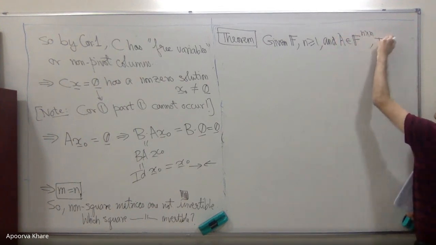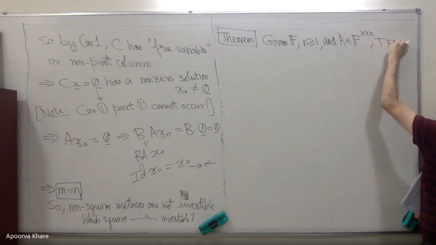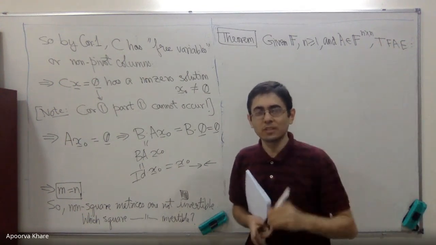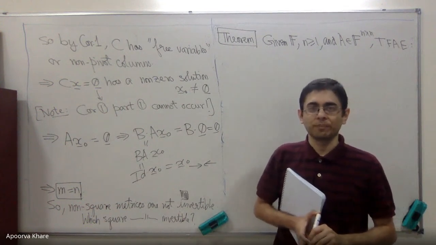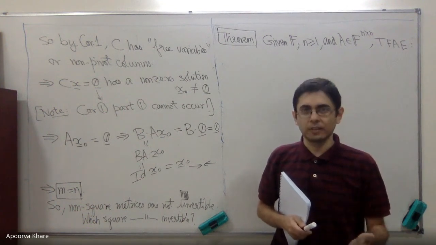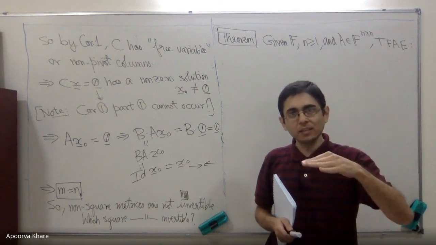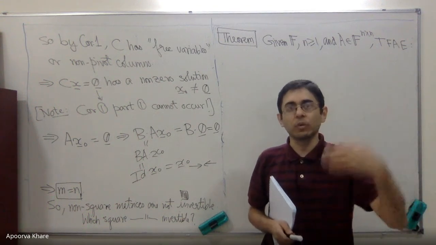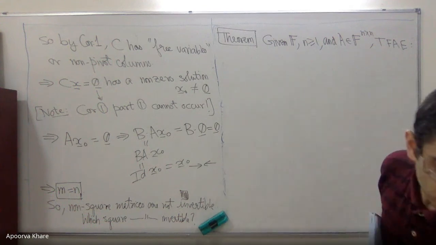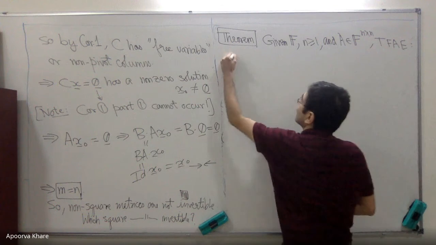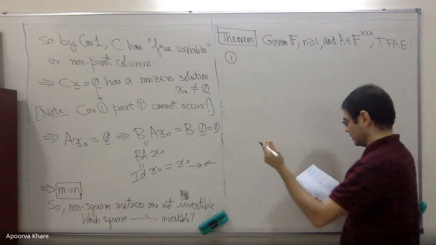I'm going to write down 4 letters here, which, the more you see mathematics and proofs, the more you will see these letters. T, F, A, E means the following are equivalent. Meaning I'm going to write down multiple statements and each of them implies the other and is implied by the other, if and only if. Okay, so the following are equivalent. Great, so 1, A is invertible.